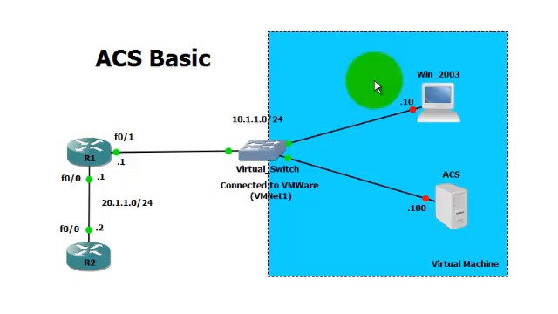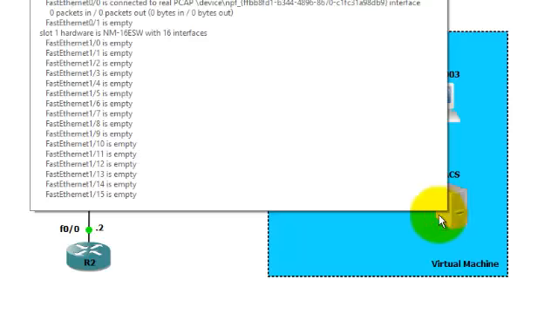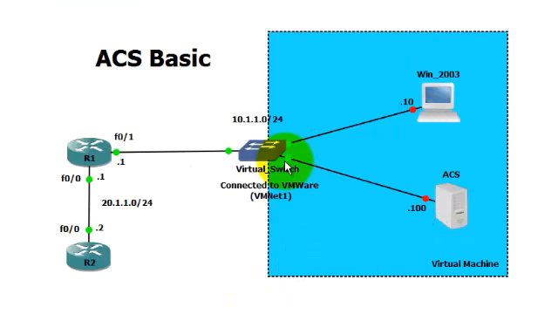I'm using GNS3 for the routers, and as you can see on the right side of the topology here, I'm using two virtual machines, one hosting the ACS server and the other running a Windows 2003 image. Now, as you see, the switch is nothing but a cloud connected to a VMnet 1 as indicated here, and the Windows 2003 server and the ACS server both are connected to the VMnet 1 switch.